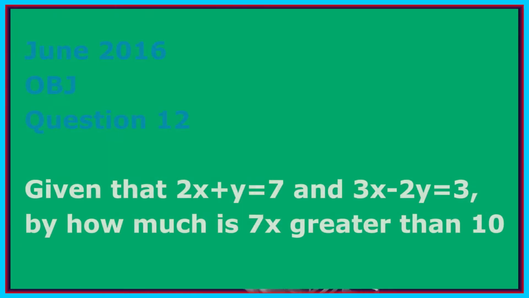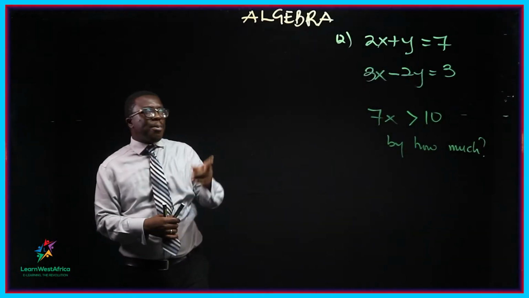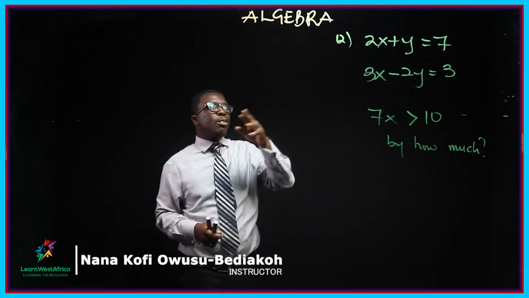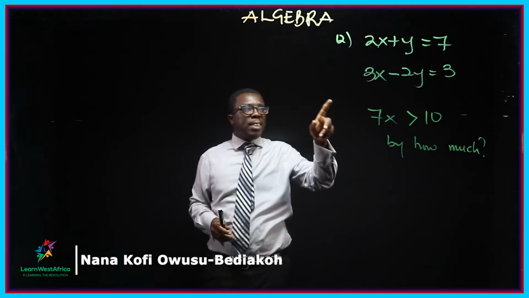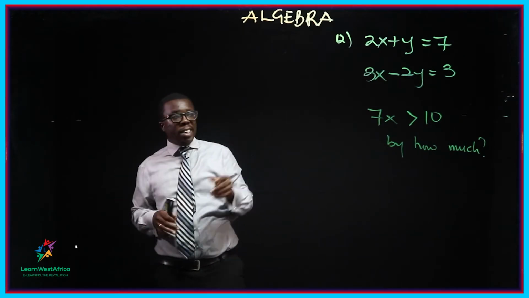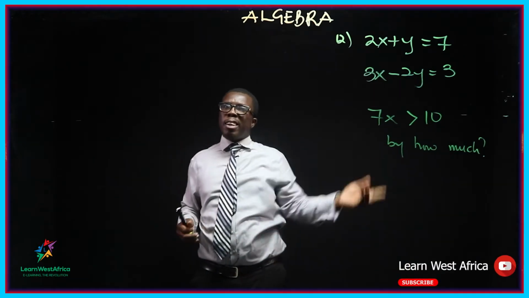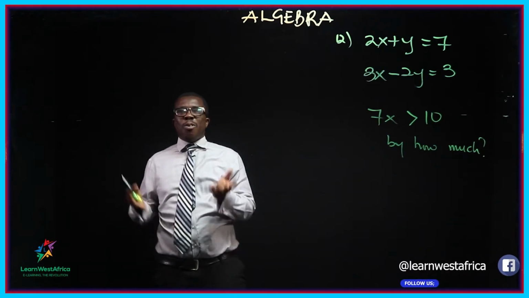Question 12 is a simultaneous equation. Given that 2x plus y is equal to 7 and 3x minus 2y is equal to 3, by how much is 7x greater than 10? They are asking by how much 7x is greater than 10.